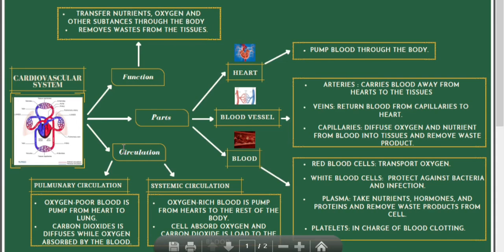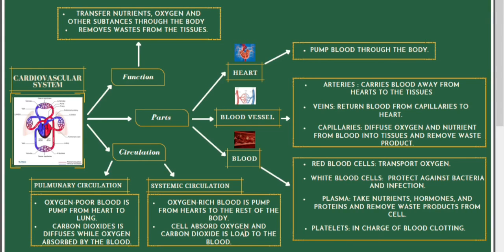And the third process is circulation. Circulation is divided into two, which are pulmonary circulation and also systemic circulation. At pulmonary circulation, oxygen-poor blood is pumped from heart to the lung, and carbon dioxide is diffused while oxygen is absorbed by the blood. And at systemic circulation, oxygen-rich blood is pumped from heart to the rest of our body, and cell will absorb oxygen and the carbon dioxide is loaded back to the blood.